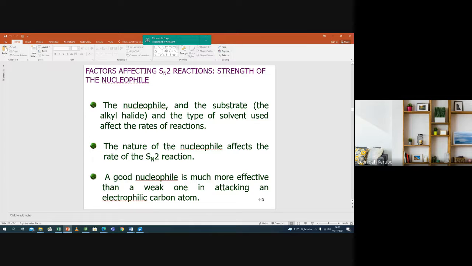So next time we are going to discuss the factors that affect SN2 reactions, and we'll start with the effects of the nucleophile.